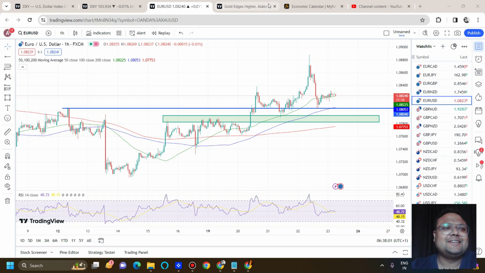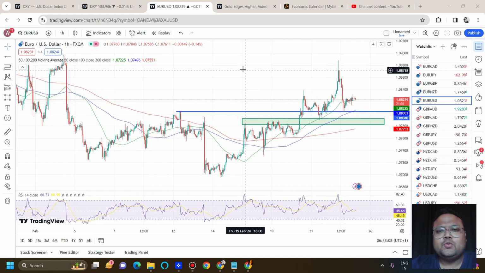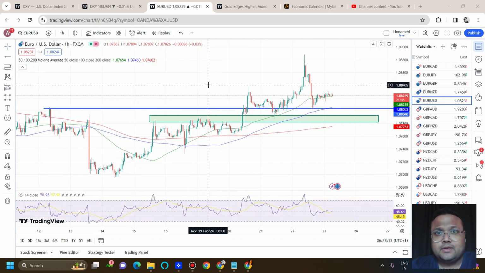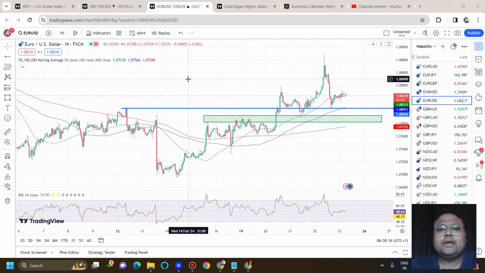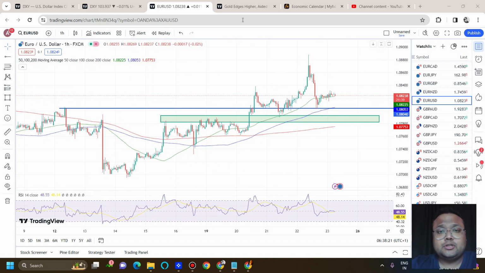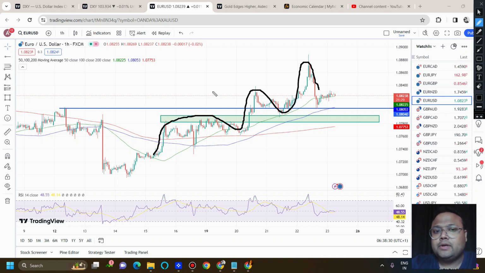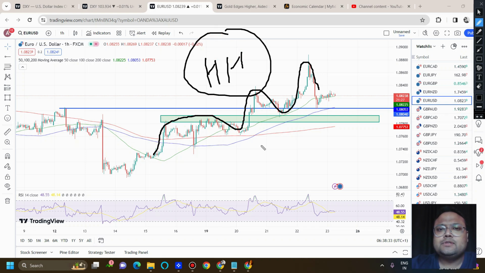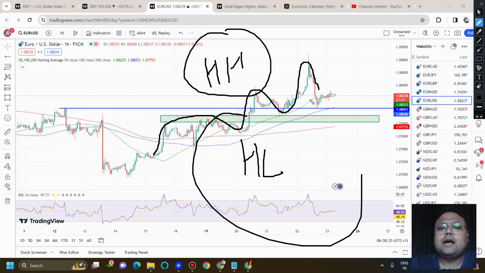So let's get started. My dear friends, this is the chart of Euro dollar in front of us. For the last couple of days, we were discussing the trend reversal, and finally we have the trend reversal in front of us. We can clearly see the trend of the market has changed, and the structure of the market is giving us the confirmation that buyers are dominating this market because, in technical terms, the market is forming higher highs and higher lows.